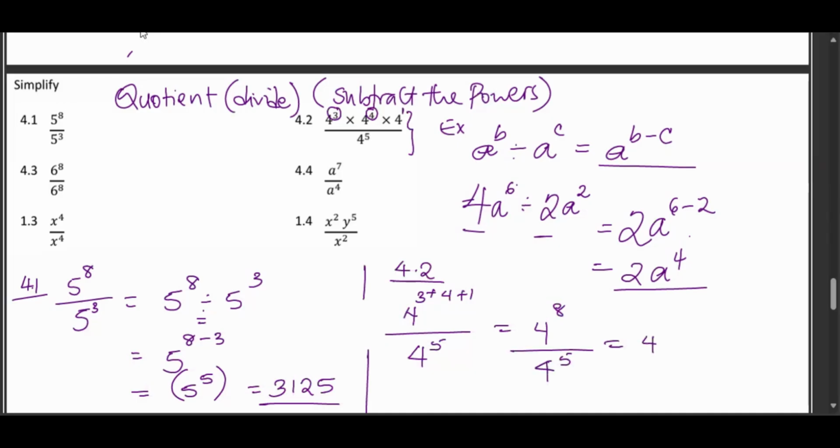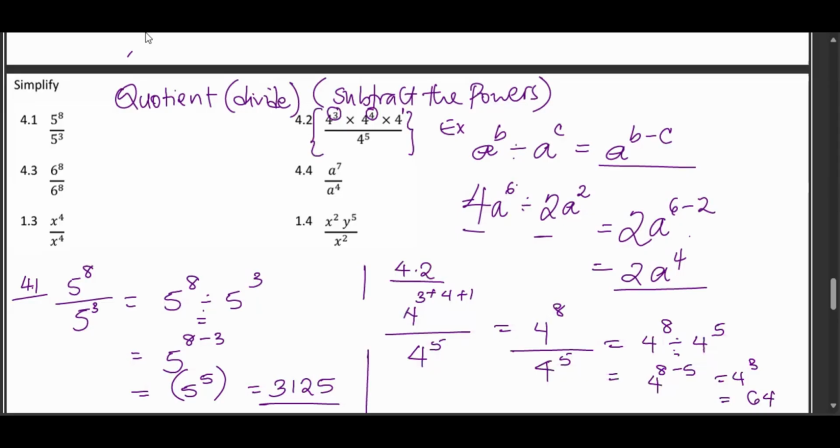Remember, since you're dividing, the powers subtract, which becomes 4 to the power 8 minus 5. So your final answer becomes 4 to the power 3. 4 to the power 3 gives you the answer as 64. So our final answer here is 64. But when you look at this, we had to use two rules in one. This was a combination.